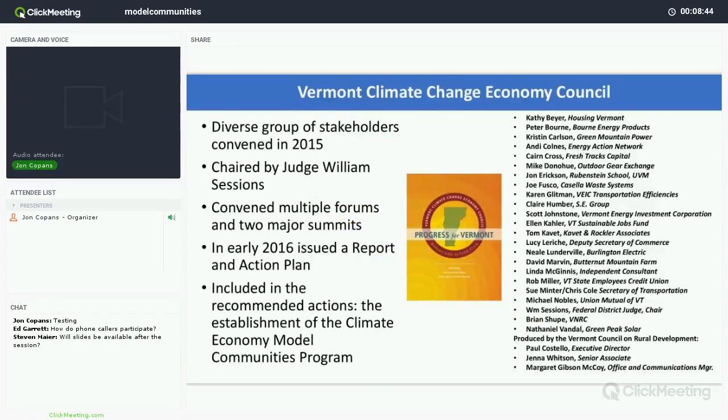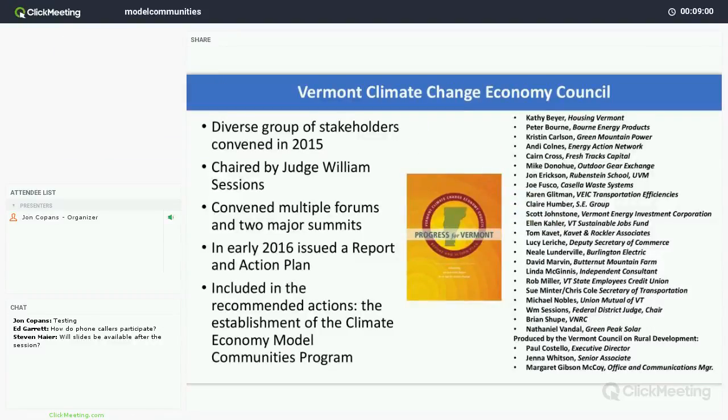So in 2015, the Vermont Council on Rural Development convened what was called the Vermont Climate Change Economy Council. As you can see here, there was a very diverse group of stakeholders that convened over a 1-year process. There were a number of public forums and 2 significant statewide summits. The effort was chaired by Judge Sessions, and there was the issuing of a report and an action plan that is available on our website.